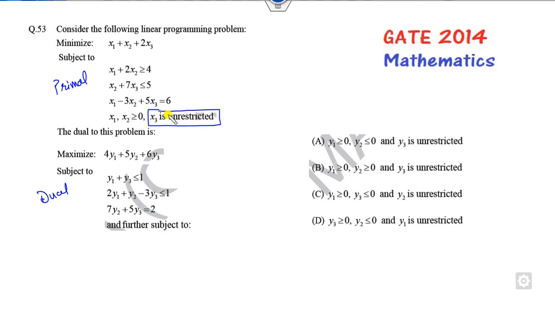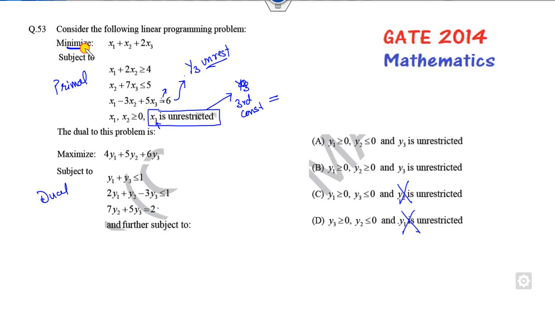If variable x3 is unrestricted, the corresponding third constraint, because it's x3, is satisfied as equality. You can see that satisfied. Again, what is the meaning of that? Third constraint as equality means third variable is unrestricted. So this option is cancelled, this option is cancelled, because the third are there.